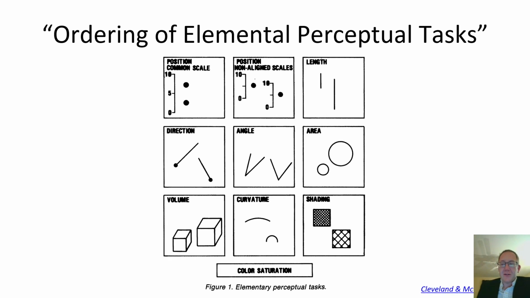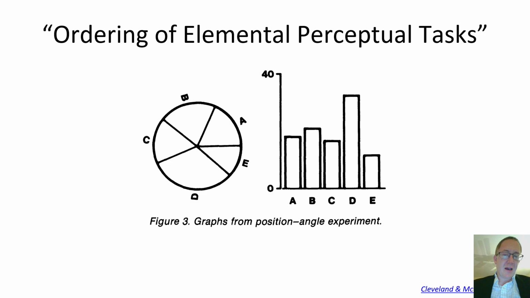So it turns out Cleveland and McGill, 1984, looked at this. They broke down all of these kinds of tasks. They looked at all the ways you could encode data via these various channels and looked at how good you were at perceiving these differences. So they graphed by position and graphed by angle.